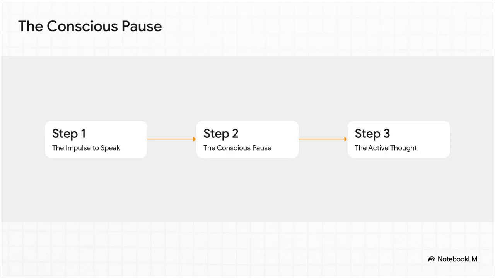So here's what that process actually looks like in practice. First, you get the impulse, that flash of a sarcastic comment or a quick criticism. Then comes the hardest but most important part, the conscious pause. You're literally stopping the train before it leaves the station. And only then, inside that pause, can you move on to the active thought process this whole rule requires.